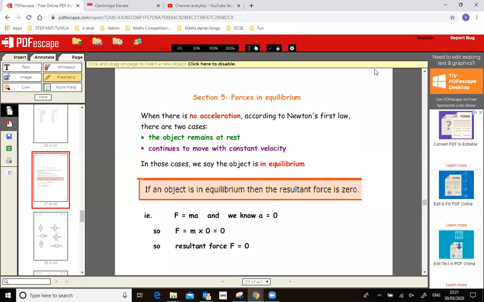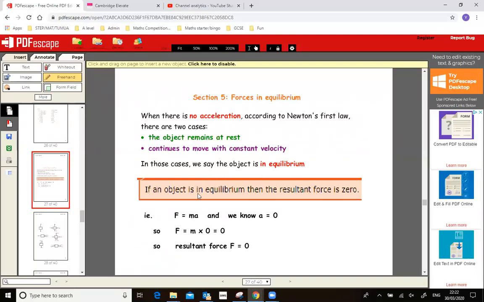Hello everyone, welcome back. Today we're going to look at the last section in this chapter, which is on forces in equilibrium. So let's start. When there is no acceleration, according to Newton's first law, there are two cases. First one, the object must remain at rest, or the object could continue to move with a constant velocity. In those cases, we say that the object is in equilibrium.